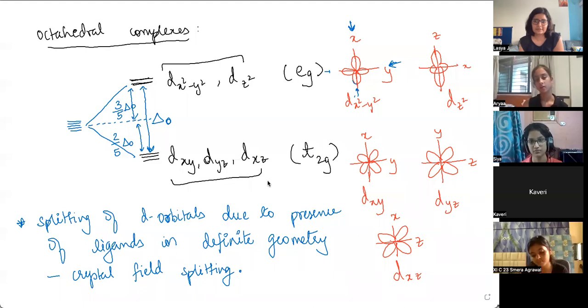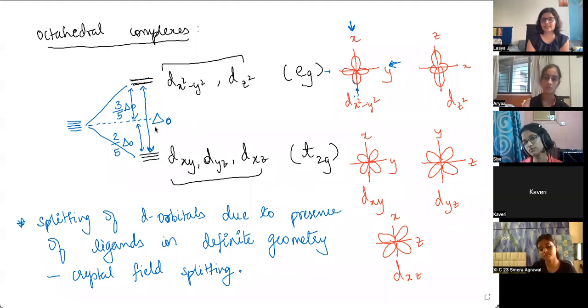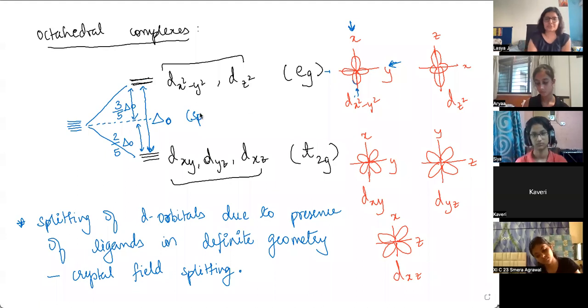What is delta naught? Delta naught is the difference in energy between the T2g and Eg orbitals, since all of these are splitting based on energies. So I think this is called splitting energy. Yes, you have splitting energy and pairing energy. This should be splitting energy.